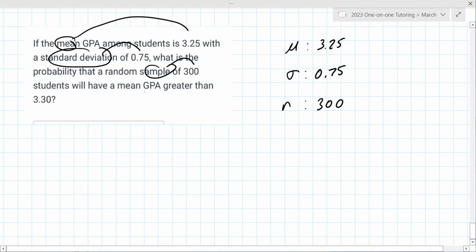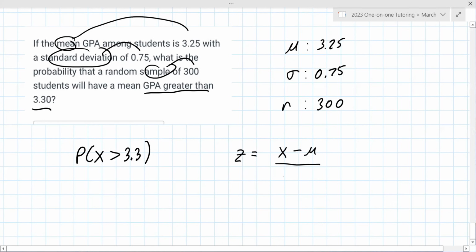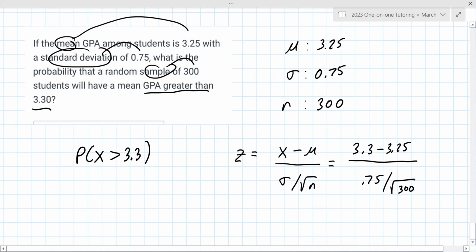Now this one is asking for greater than 3.30. So that's the probability that X is greater than 3.3. Your Z is X minus mu over sigma divided by the square root of n. Okay, so the same thing. That's what we've been doing. Now, would you like to see another way to do this, or on the calculator? Yeah, I'm fine with this.